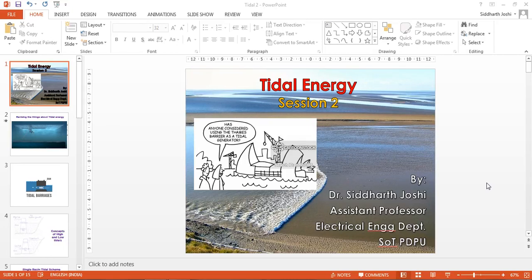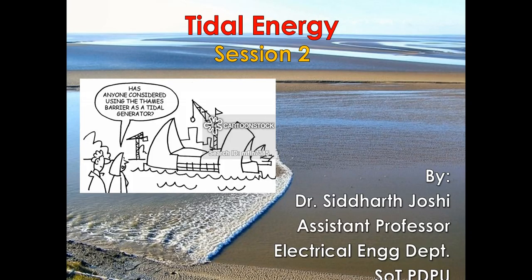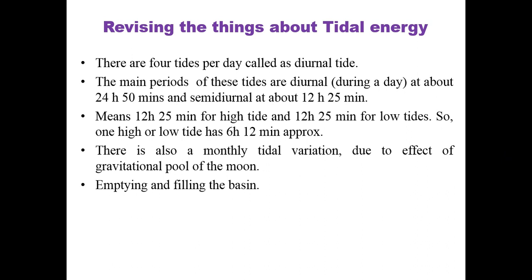So welcome to the second session of tidal energy. In the first session, we talked about how the tides are actually generated in the seabeds. Particularly, if you can revise what was covered in the first session, there are 4 tides per day. It is also called diurnal tide, that is daily tide.